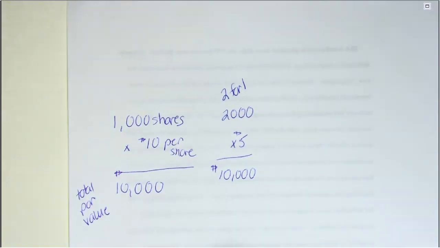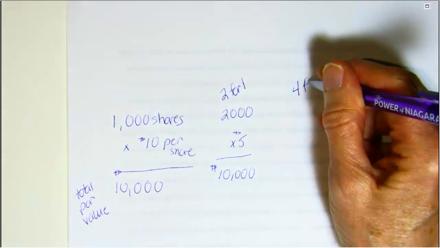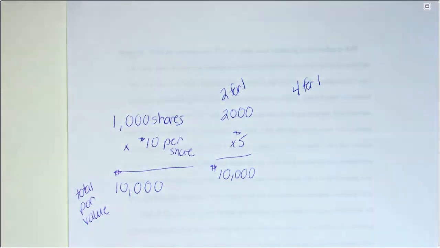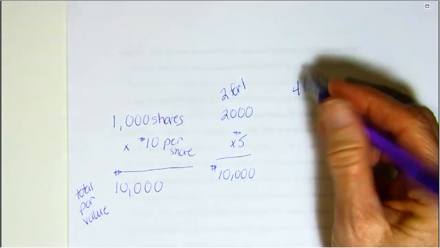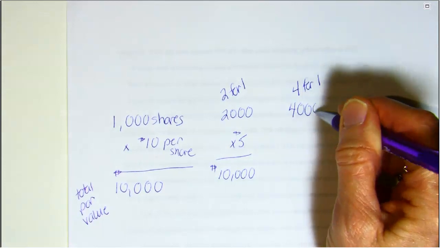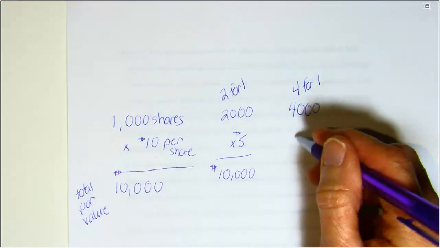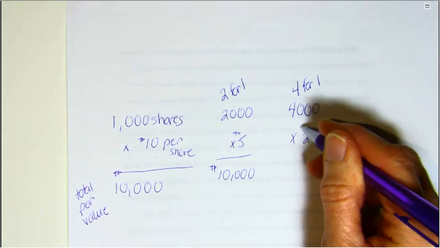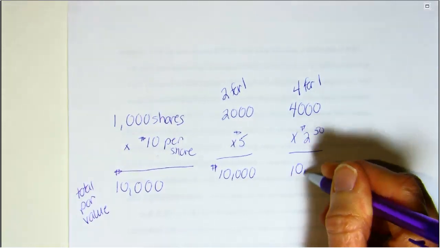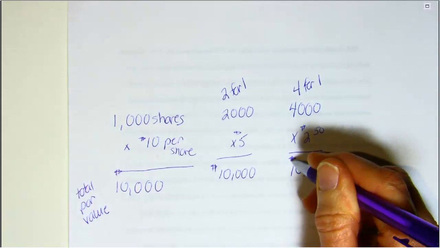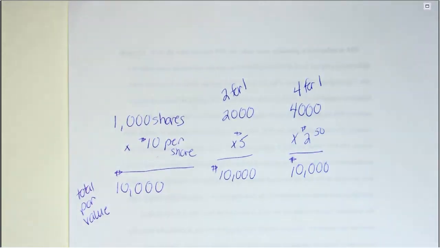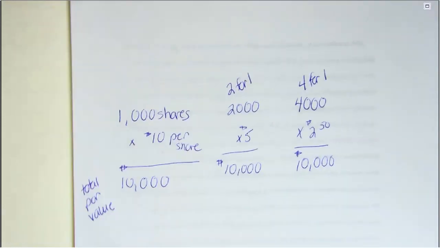Let's try one more. How about a 4 for 1 stock split? We take 1,000, we multiply it by 4, so that will now be 4,000 shares. We take $10 per share par value and divide by 4. That will be $2.50 par value each, but again, the total par value remains the same. Consequently, you do not have to do a journal entry for stock splits. You simply call in the existing shares and issue new stock certificates.